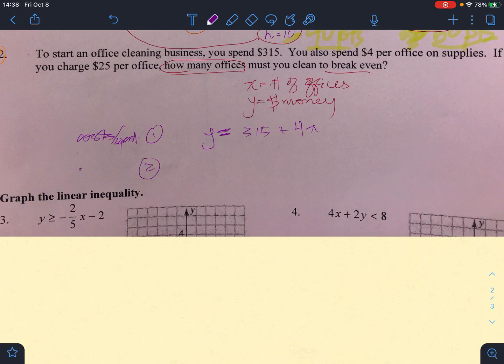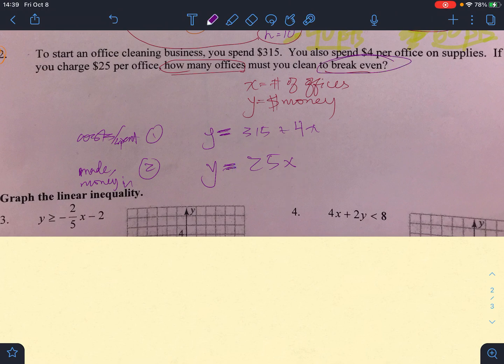The second equation is how much money we make. Money made, also known as revenue, or money coming in. The money coming in is $25 per office. We can't just leave it as $25 because we don't want to just make $25. If we clean 1,000 offices, all we're going to get is $25? No, it's $25 per office. So if we take 25 and multiply it by the number of offices, then that's how much we're going to make. For example, how is this equation working for us? If we clean one office, $25. If we clean 2 offices, $50. If we clean 3 offices, $75. If we clean 4 offices, $100 is how much we're going to make.